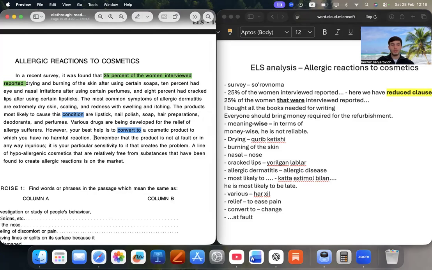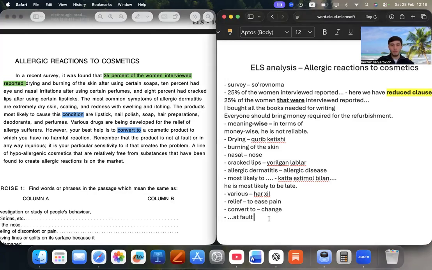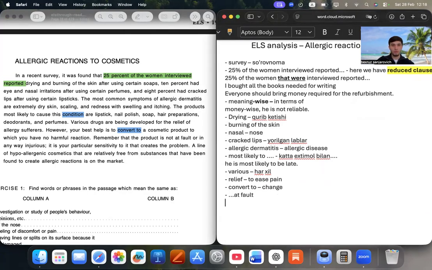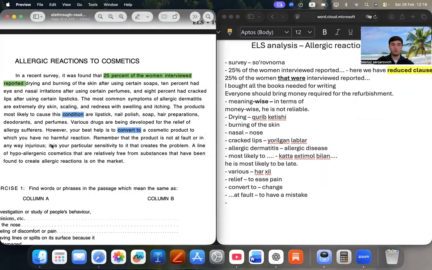It is your sensitivity that brings the problem. You see? At fault means like to have a mistake, you can say, to have a mistake, yeah. Next one is not at fault or in any way injurious. It's your particular sensitivity to it that creates the problem.